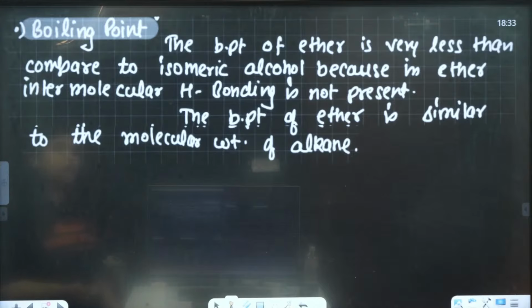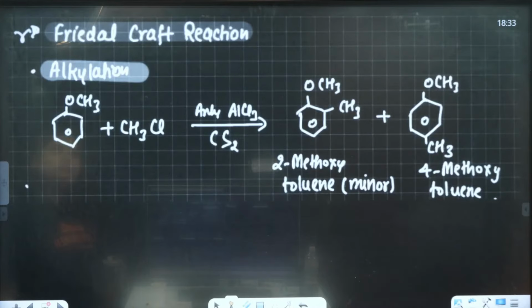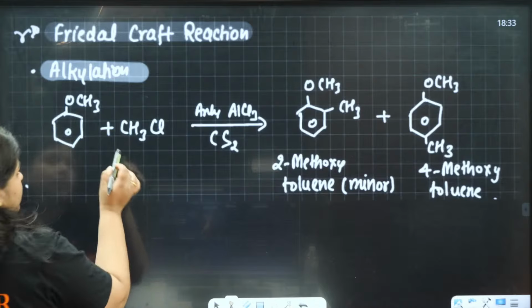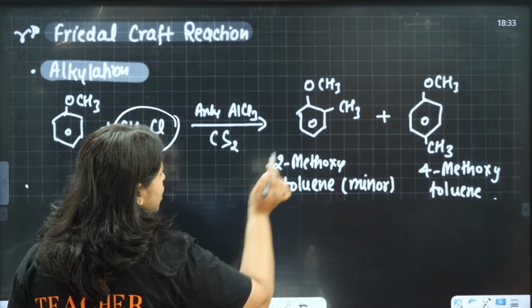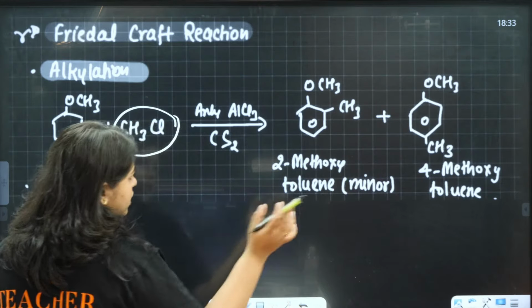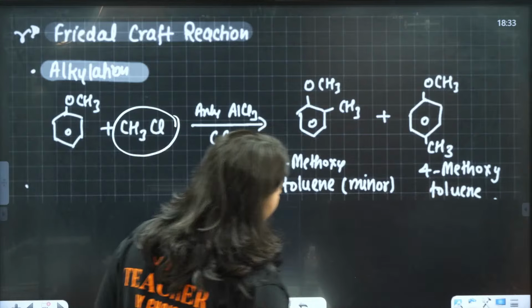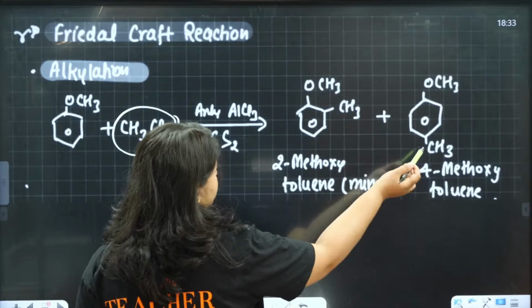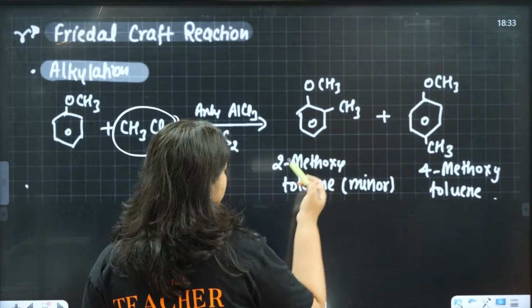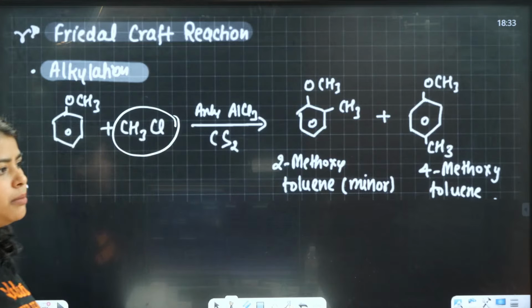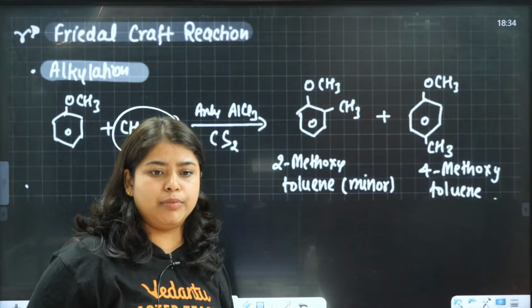I will show you first what named reactions look like. In the Friedel-Crafts reaction, alkylation: anisole, OCH3 on the ring, reacts with CH3Cl in the presence of anhydrous AlCl3 and CS2, and we get 2-methylanisole (ortho) and 4-methylanisole. Clear? Counting 1, 2, 3, 4, the CH3 is attached at the fourth carbon, so it is 4-methyl. The ortho product is always minor and the para product is always major.